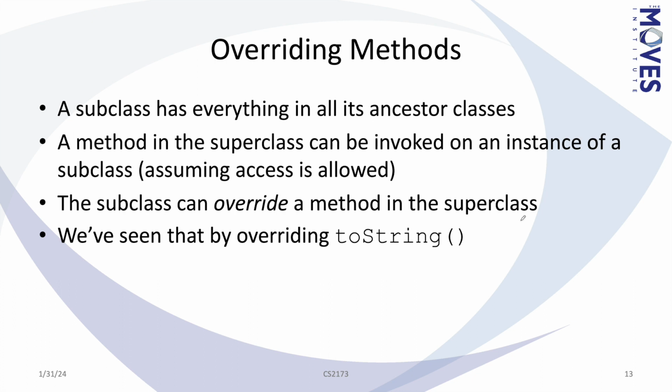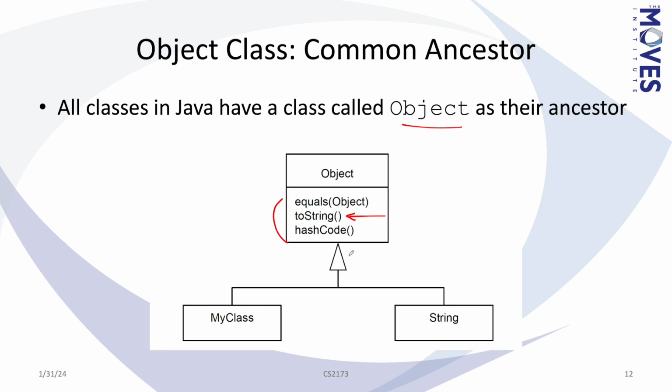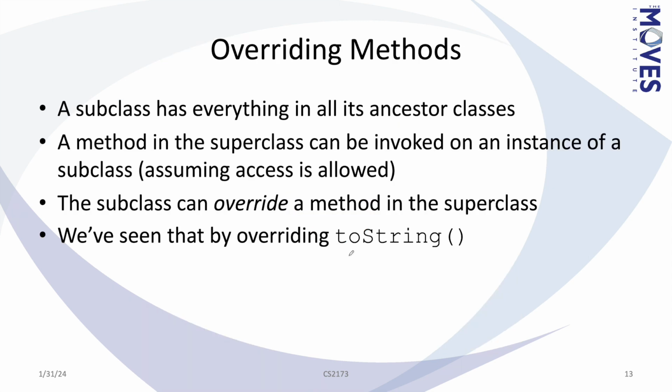Okay, so now what we've already seen is that we can override methods. The subclass has everything in your ancestor class, and so we can override a method. We've been doing that with the toString method. Everybody has a toString, and the default is this uninformative string.